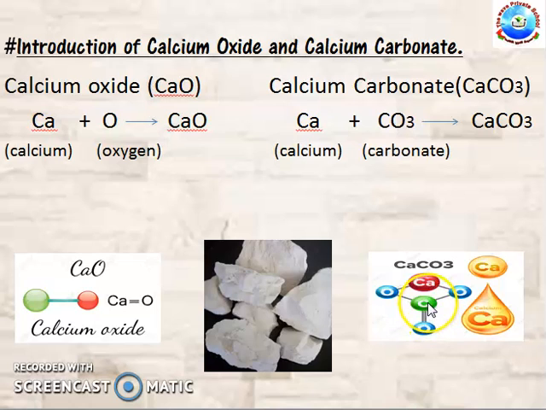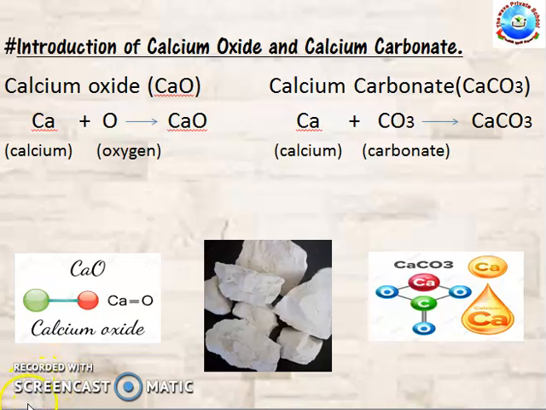See, one carbon atom that is attached to 3 oxygen atoms. Got this point? One carbon atom and 3 oxygen atoms. That is called carbonate. When calcium reacts with this, it gives you calcium carbonate. Got it? Now see this image which you can see. This is calcium carbonate. Got it?